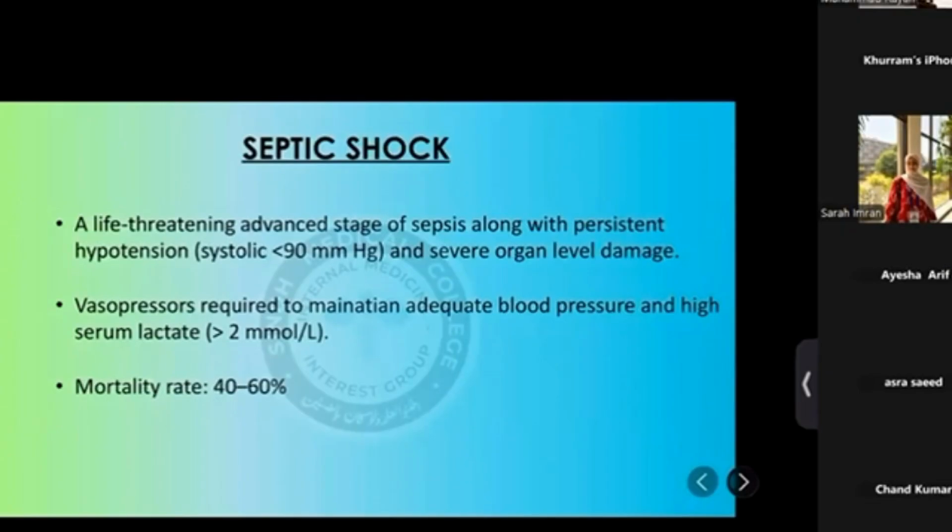Vasopressors. Mostly in our setup, we have noradrenaline, which comes under the name of Levophed, that is mostly started in a pediatric chamber. You will eventually learn that in your house job. And high serum lactate level. Sometimes in JPMC, we especially have to call for the lactate level. We do not readily get it through the ABGs. In the ABGs, we go for the metabolic acidosis.